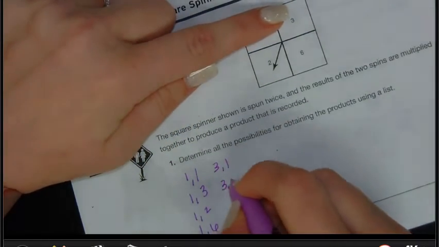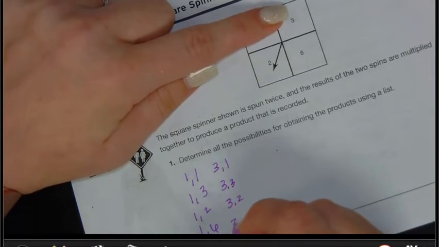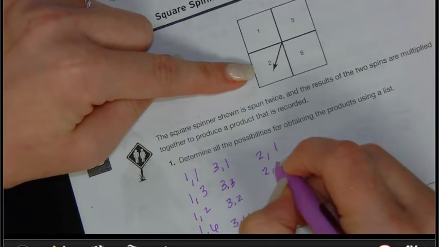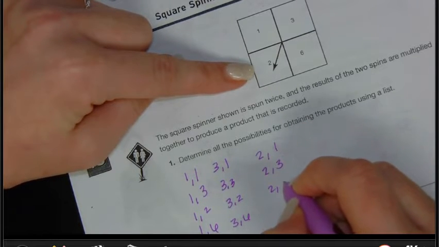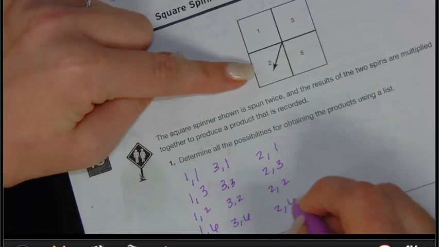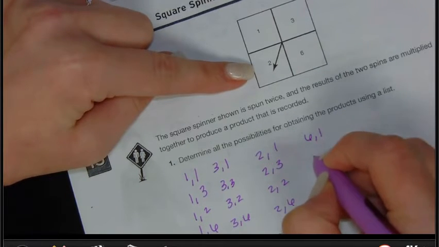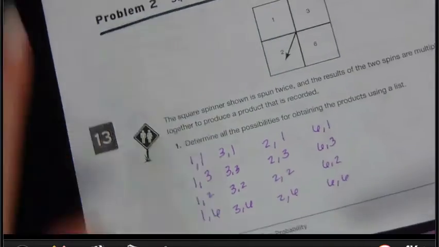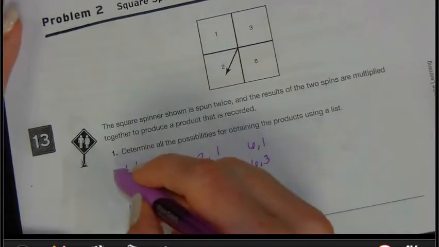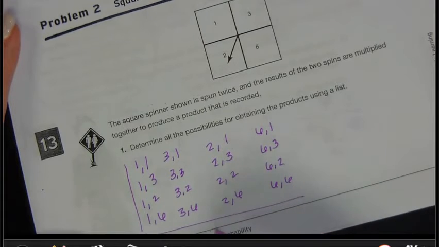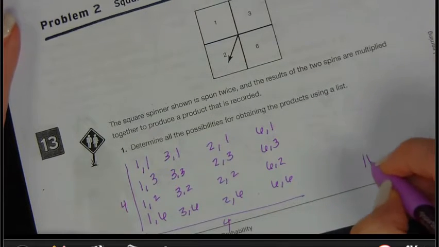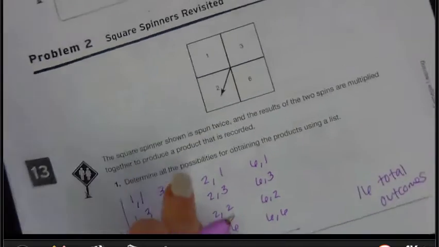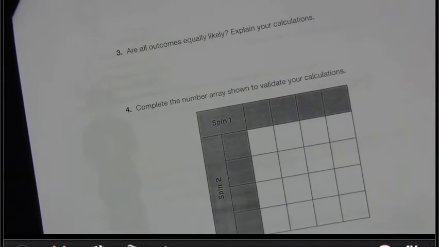I'm going to spin a 3 and a 1, 3 and a 3, 3 and a 2, and then 3 and a 6. I can now spin 2 for the first one and have 2 and a 1, 2 and a 3, 2 and a 2, and then 2 and a 6. And then the last one is 6 and 1, 6 and 3, 6 and 2, and then 6 and 6. Okay, those are all of my total outcomes. Well, look, I have 4 rows and I have 4 columns. 4 times 4 is 16 total outcomes.